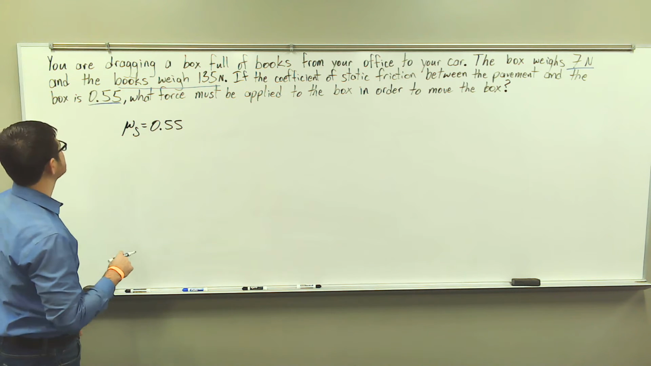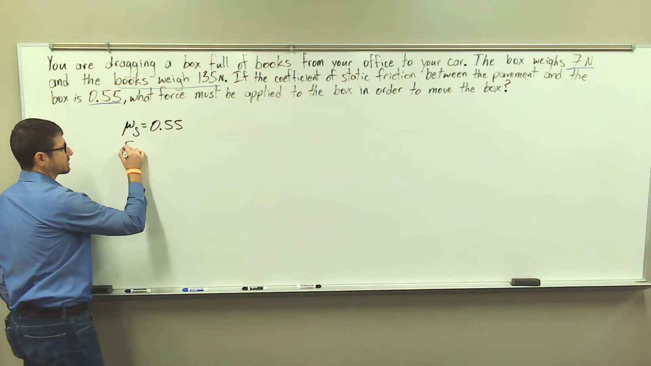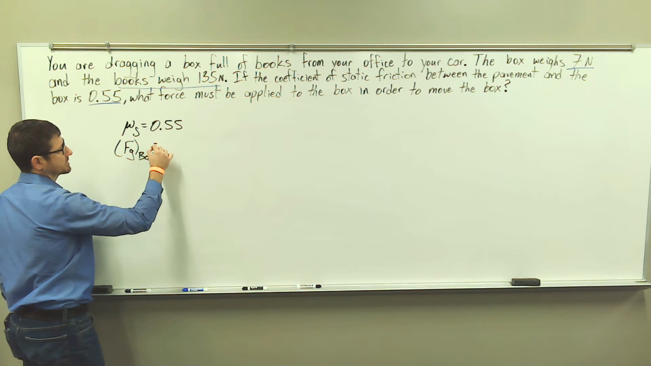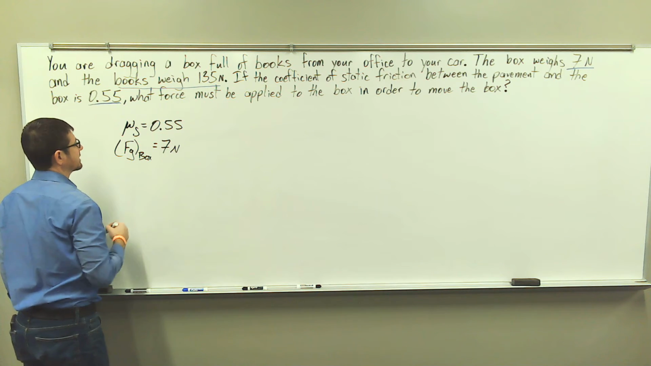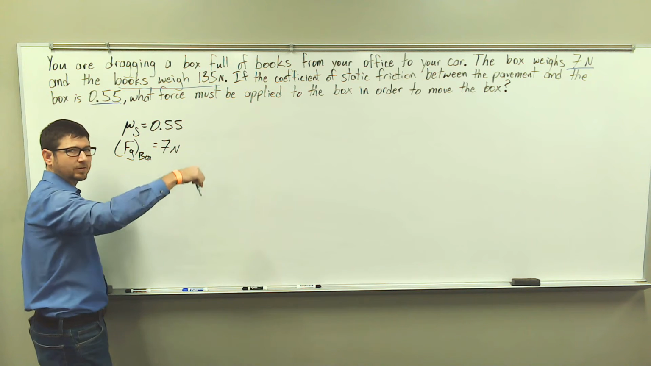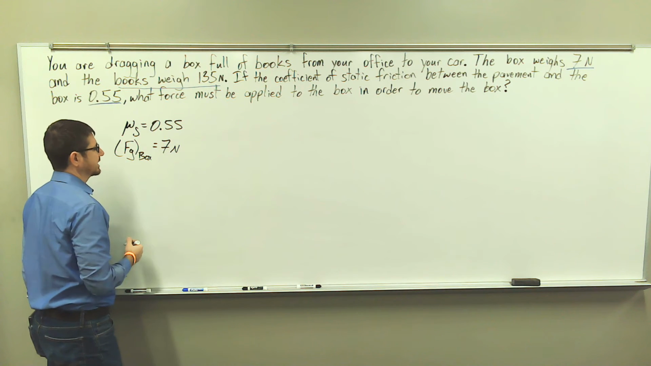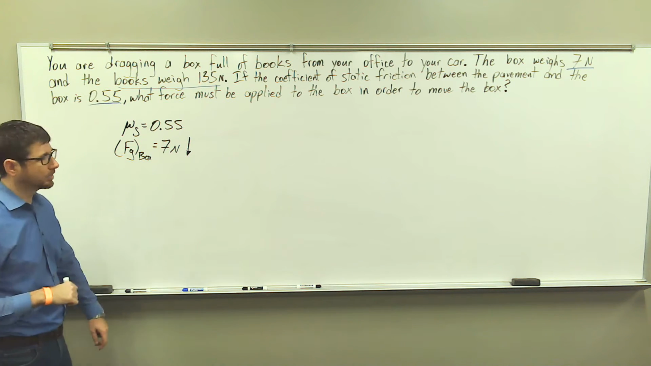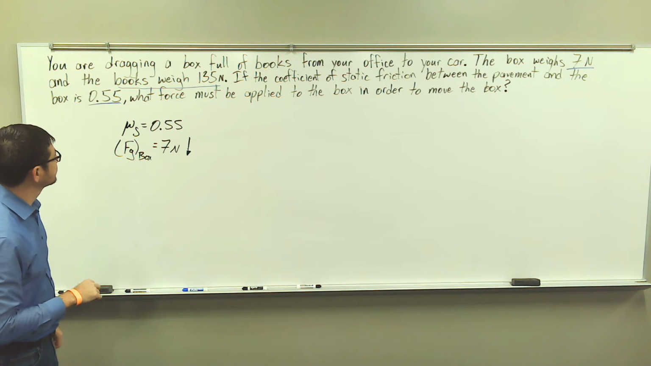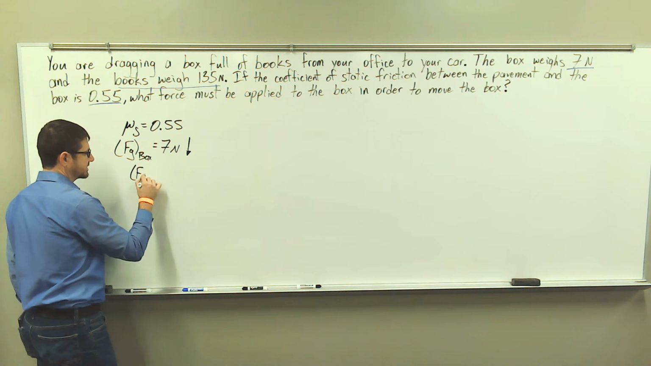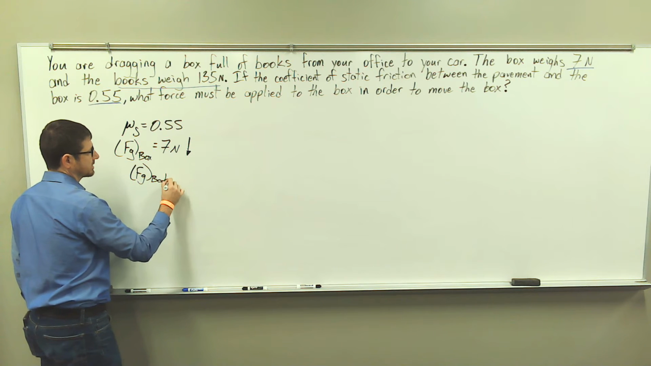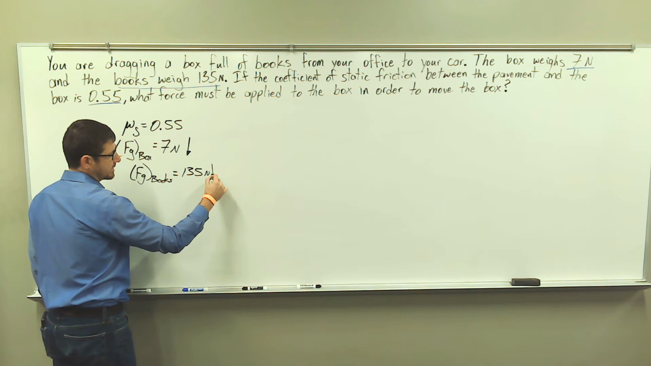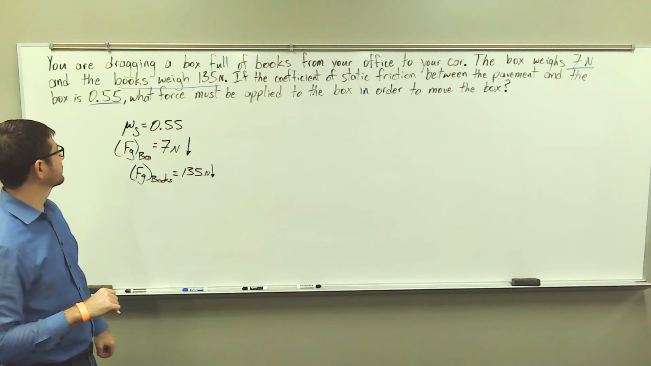We have the weight force of the box. Weight force is identified by F sub G. I'm going to use a subscript box, 7 newtons. And weight force, we know that the vector points in a negative y direction, so we can put a negative sign on it, or we can just draw our vector arrow. And we also have the weight force of the books. So F sub G sub books. This is 135 newtons. And remember, that arrow points in a negative y direction.